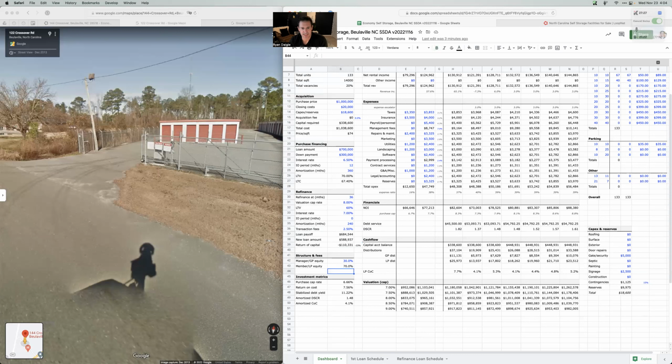Let's go to the second bit. And by the way, this is the structure and fees. If you're just buying this outright, you could set it to be 100%. Then you are the manager GP, and that's all you need to think about. But I'll leave it as is for now.